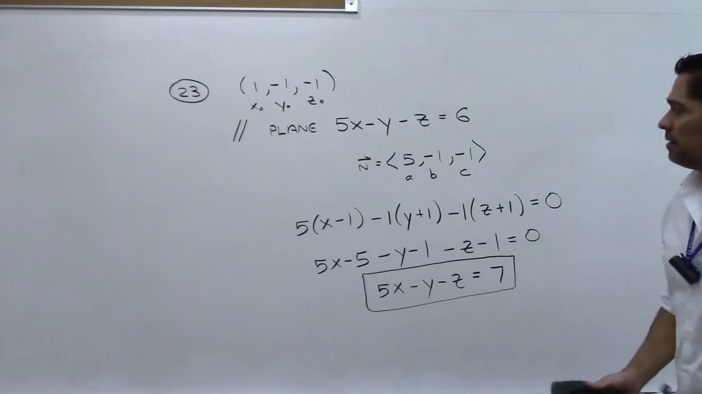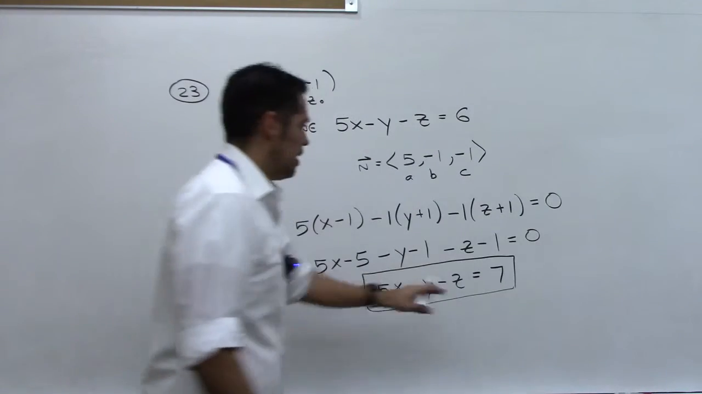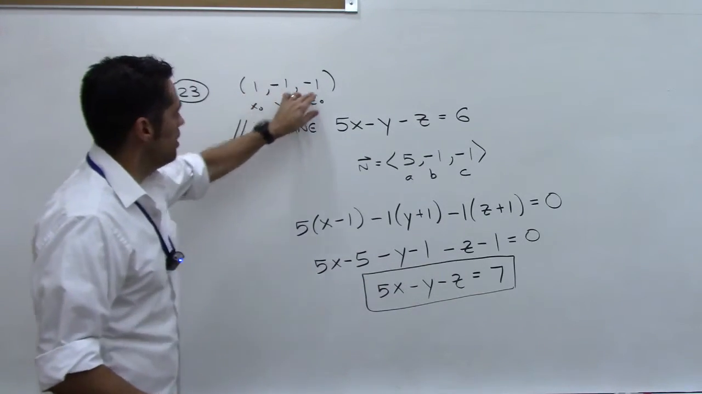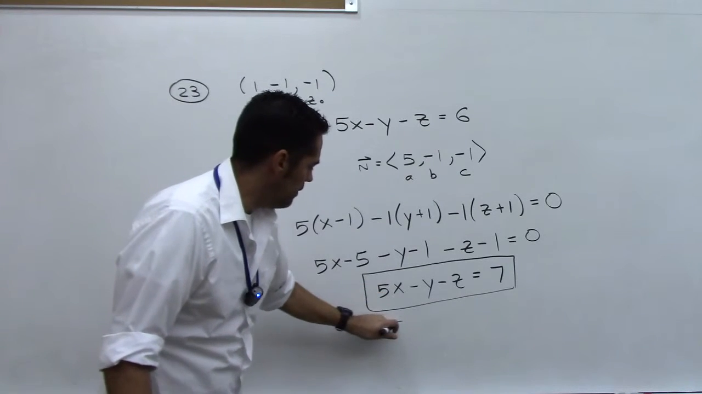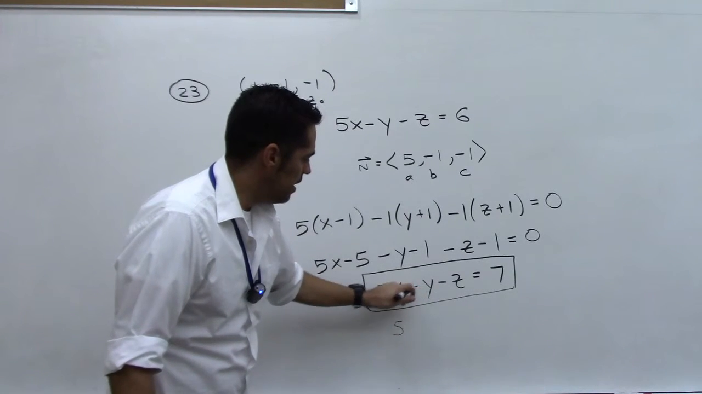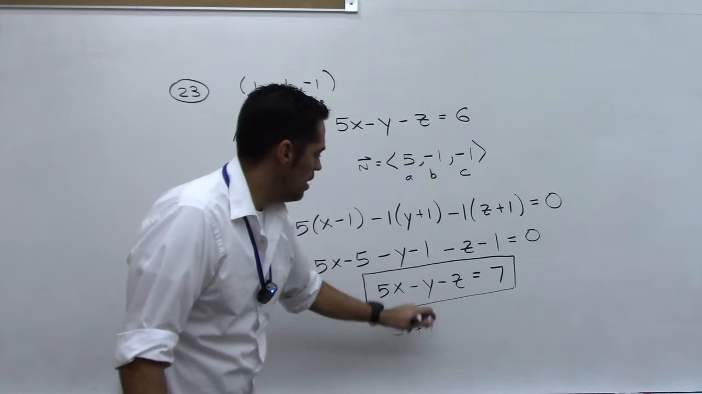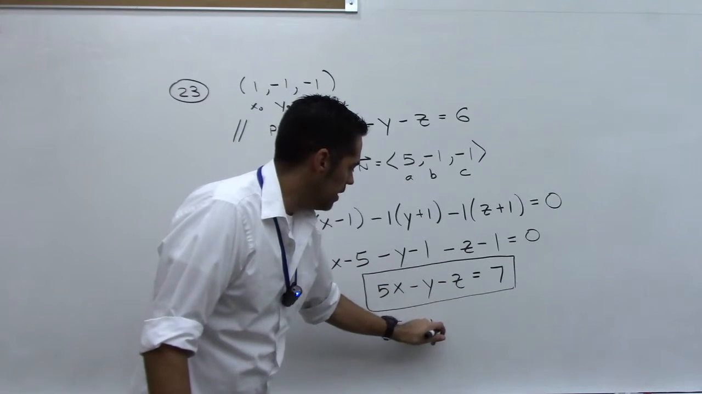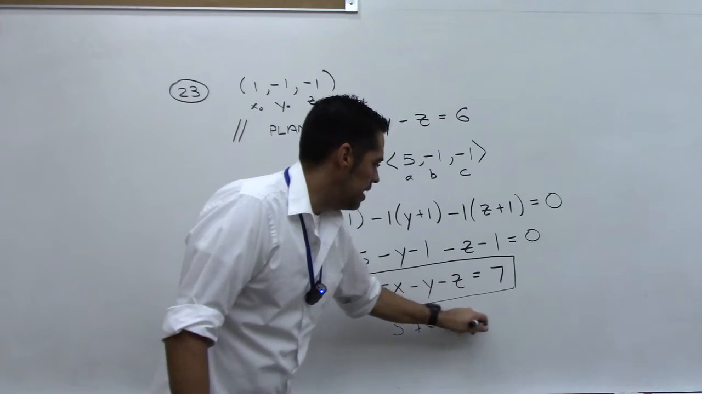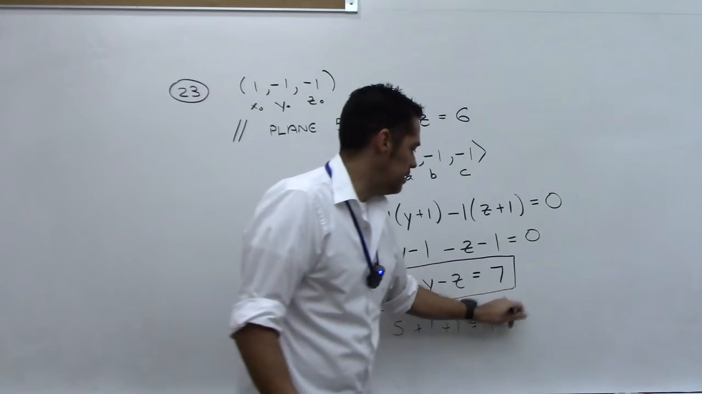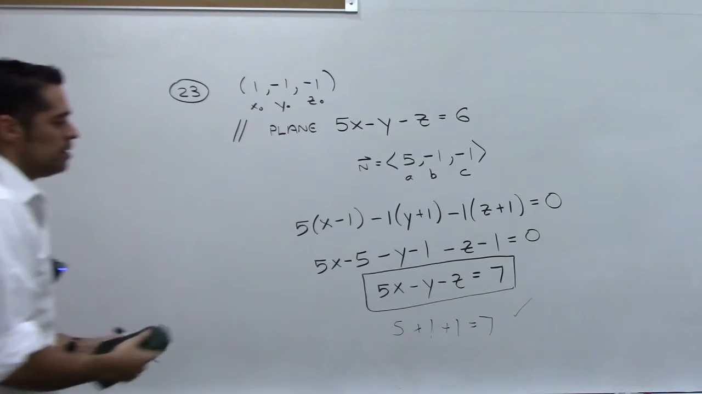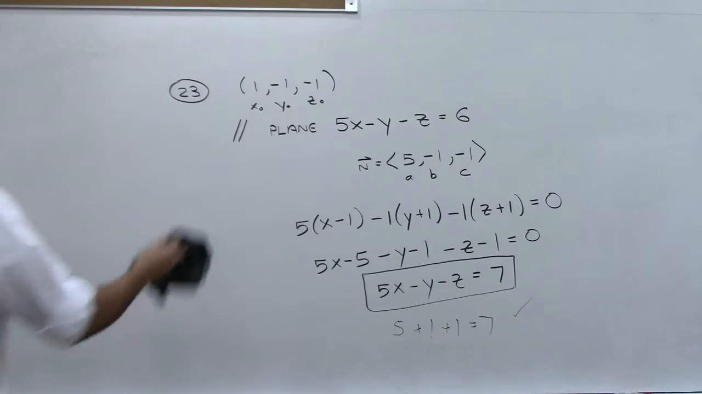So should we check it? Let's just check. Does this point live on that plane? Let's just plug in 1, -1, -1. So what happens if we plug in 1 here? We get 5, -1 into this, negative is plus 1, and then we plug in -1 in there, we get plus 1 again, and is that 7? Well, 5 plus 2 is 7, that's checked. So yeah, that point lives on that plane. Cool.